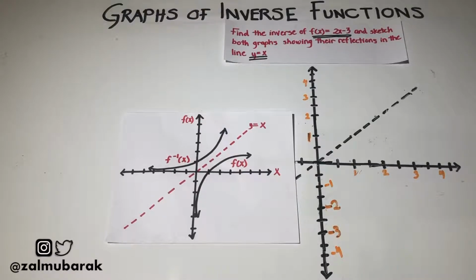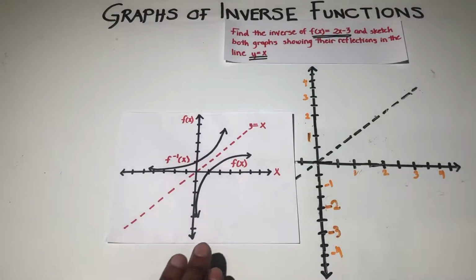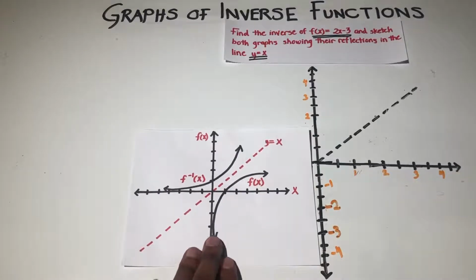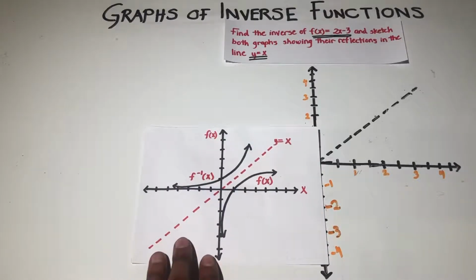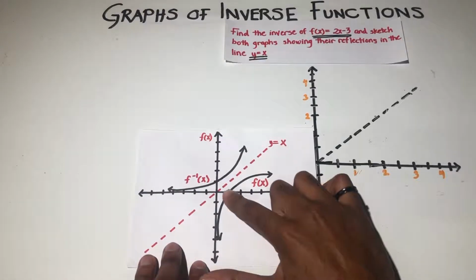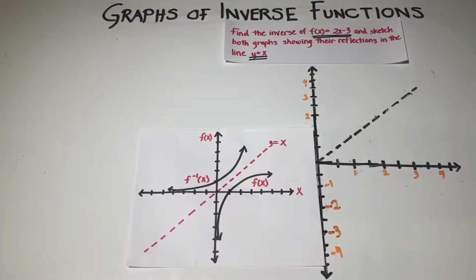Now, the graph of a basic function and its inverse are related, as I said. If there's a point (a, b) that lies on the original function f of x, then there exists another point (b, a) on the graph of its inverse. The graph of the inverse function is a reflection or a mirror of the original function f of x in the line y equals x, as you can see in front of you.